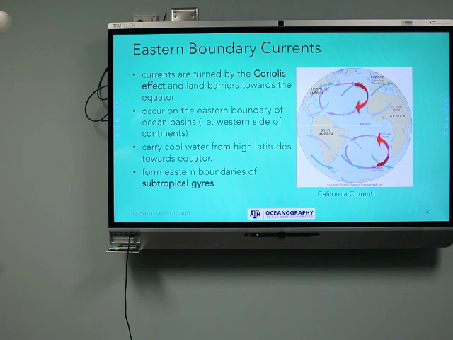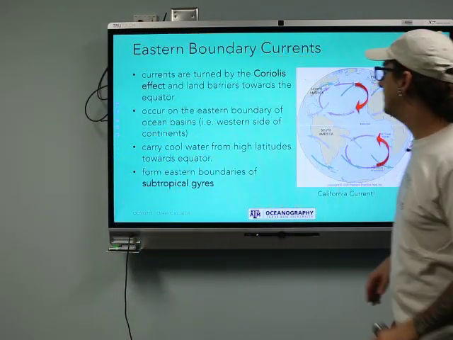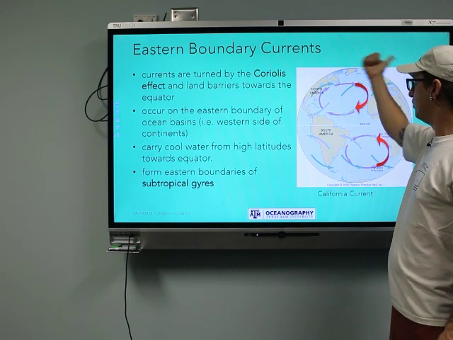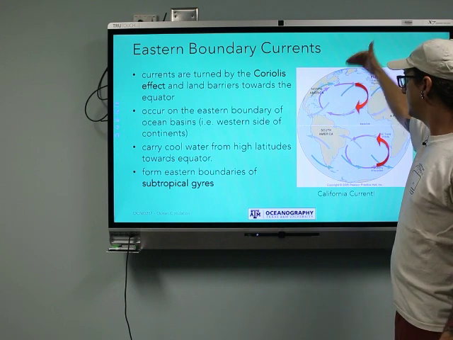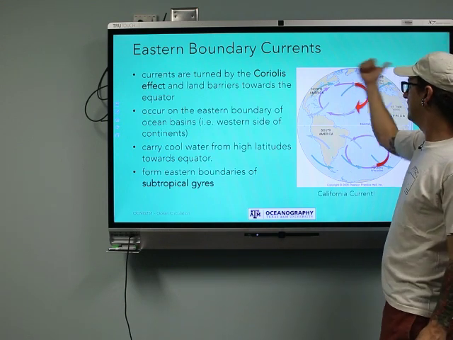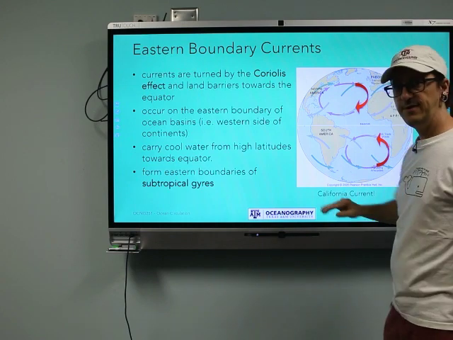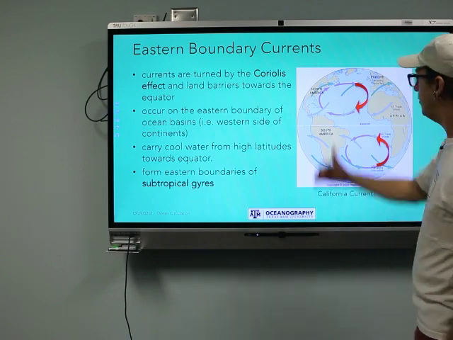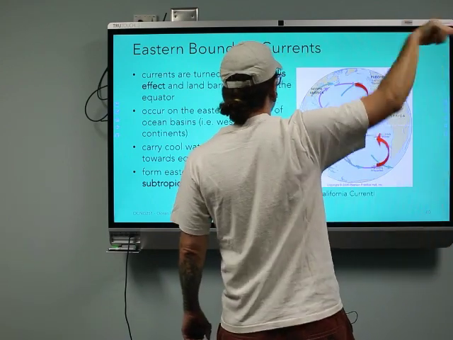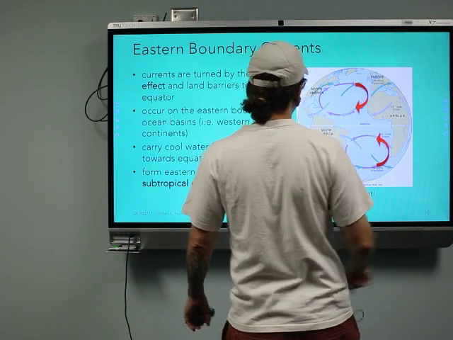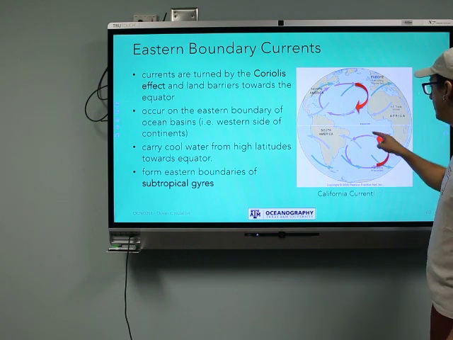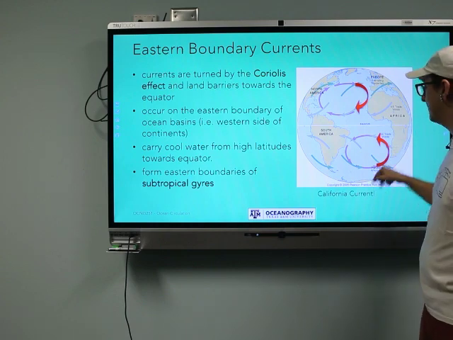So eastern boundary currents are turned by the Coriolis effect and land barriers towards the equator, right? These are coming from the prevailing westerlies. Westerlies are pushing water that way, in the 40s, 50s, that kind of latitude. And then in the northern hemisphere, water moving to the east is going to be pushed to the right, which is south. And so this forms the eastern boundary currents. If you're in the southern hemisphere, you're still pushing water that way, and then it's going to be pushed off to the left, which is north in this case.